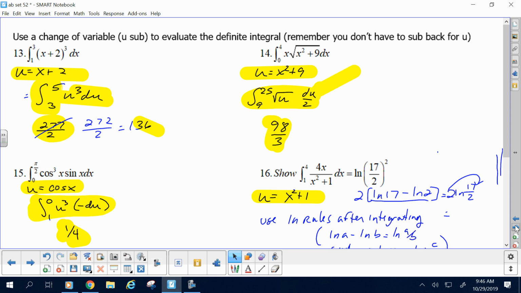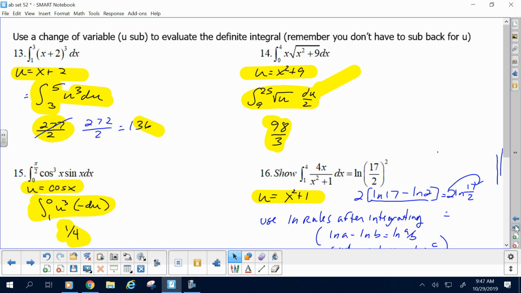So, first for 13, did you let u equal x plus 2? Then check your new integral. Did you change the bounds? So now it's 3 to 5 on u cubed du. On a definite integral, you change the bounds to fit u. If you anti-differentiate, that's u to the 4th over 4 from 3 to 5, and I guess I had a mistake on my key. Did you guys get 272 over 2 or 136?